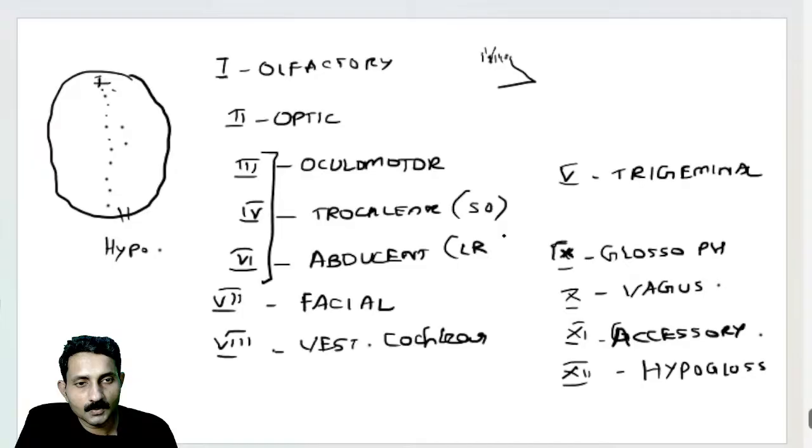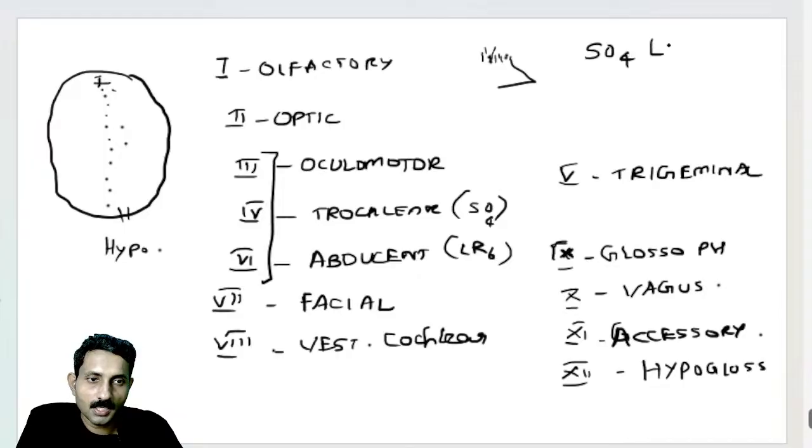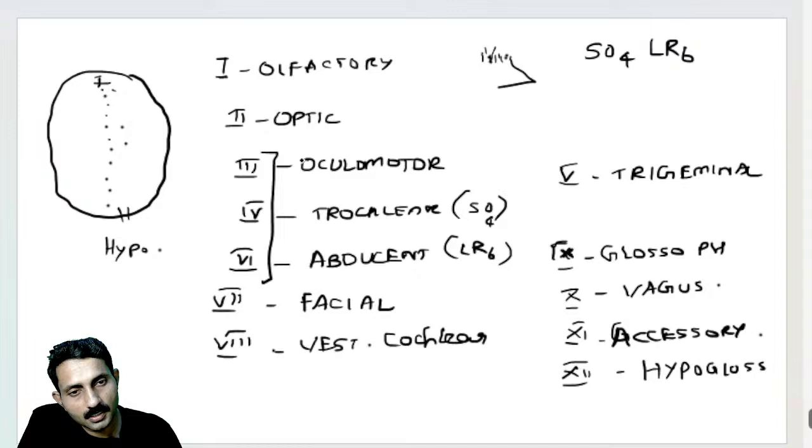So the commonly known mnemonic is SO4 LR6. Superior oblique is supplied by the fourth nerve, LR6. Lateral rectus is supplied by the sixth nerve. All others are supplied by the oculomotor, except superior oblique SO4 LR6. We don't know why, just remember this mnemonic. SO4, superior oblique by fourth nerve, that is trochlear. Lateral rectus is by sixth nerve, that is the abducens. All others are supplied by the oculomotor. So 3, 4, 6 together is responsible for the eyeball movement.